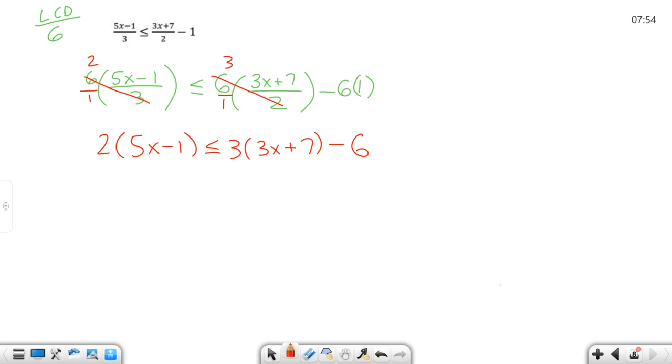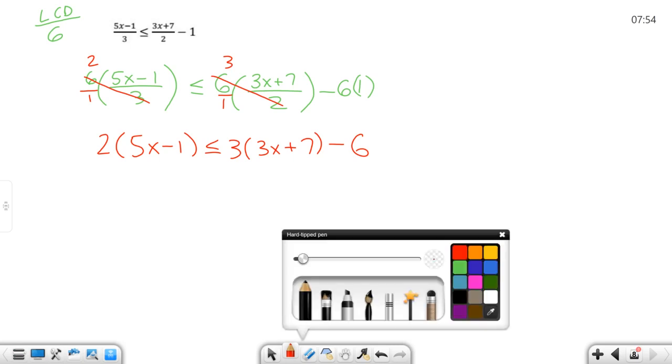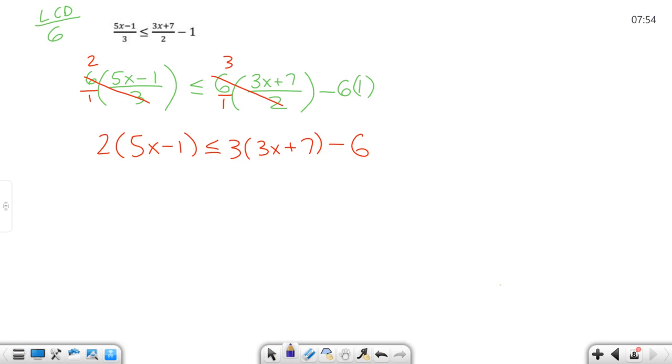So what I want to do now is do what I've been doing this whole time in this video, and that is simplify both sides and then solve it from there, right? All this is solving my inequality. We have a lot of work on that side of things here. Then we're going to draw our number line and put it in interval notation.